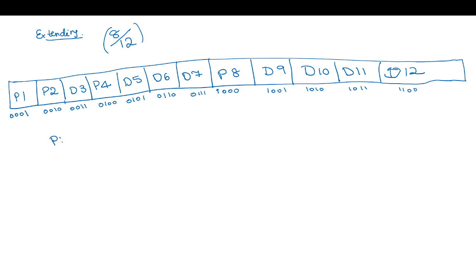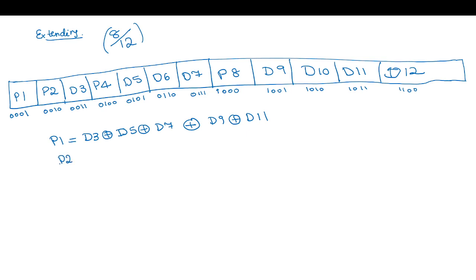So the parity 1, one's place it should be having 1. So what will be the equation? It will be D3, D5, D7, D9. I think this will cover all the odd places because the one's place is 1.